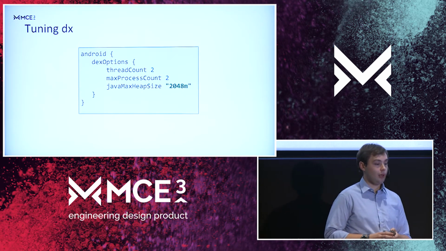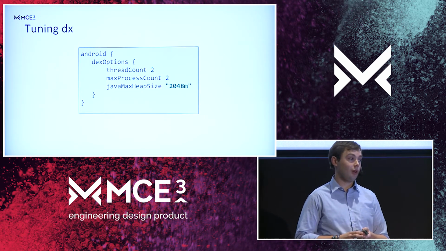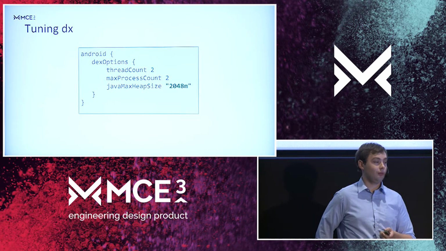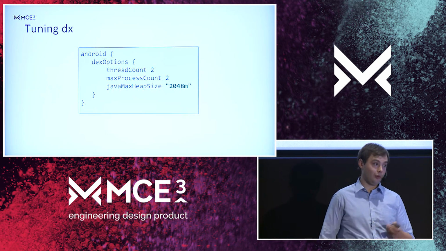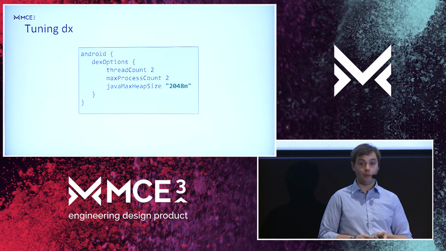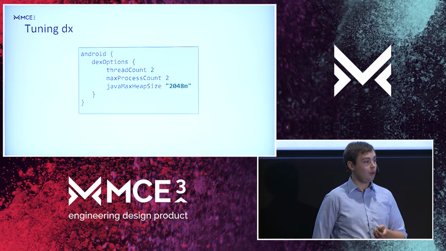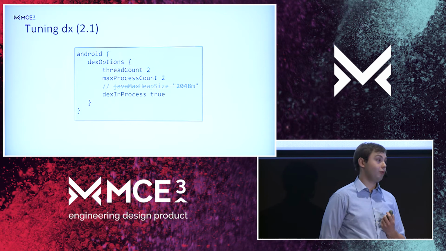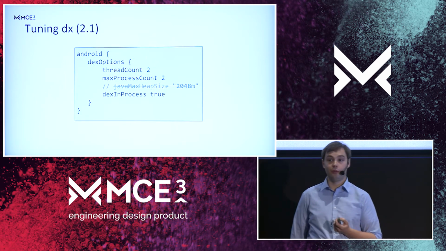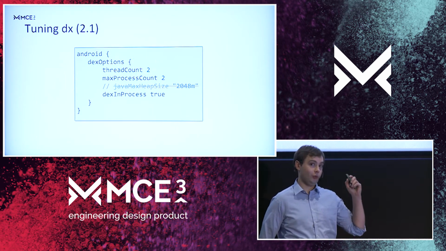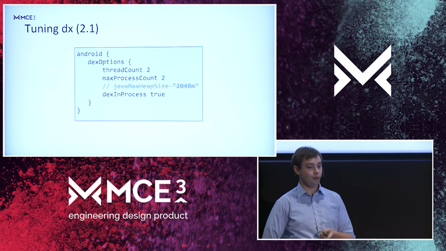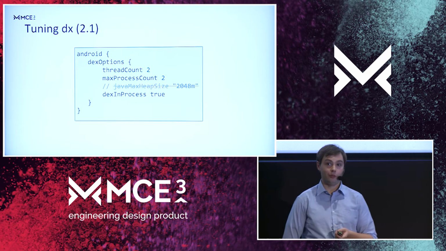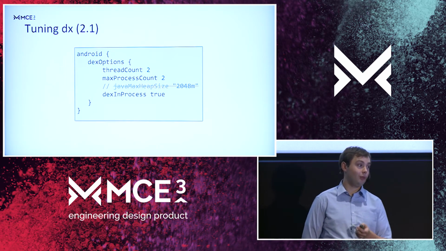The way to customize those values is the dexOptions block, where you can choose the number of threads and processes that we run at a given time. You'll have to experiment with those values on your machine and try to pick a value that works best for you. One new thing in version 2.1 of the Gradle plugin is that we're starting to run dex in process. So there's a new flag there called dexInProcess, and it's actually enabled by default as of beta 3, so you don't have to enable it explicitly.